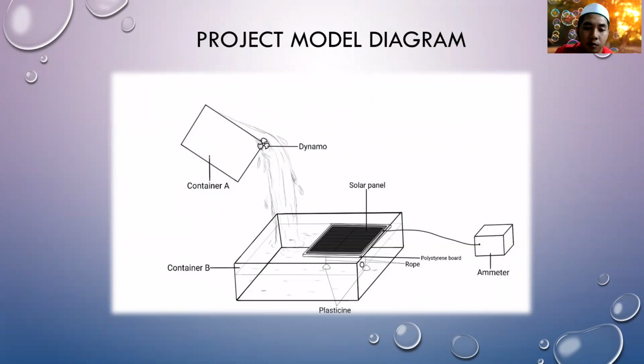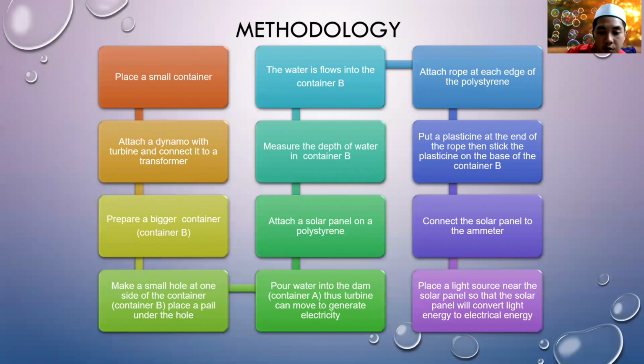Okay, now I'm going to talk about the project model diagram. First, we have to use container A, container B, dynamo, solar panel, plasticine, rope, polystyrene board, and ammeter. For the methodology, first of all, we place a small container, which is container A, at a high level as a dam, attach a dynamo with a turbine at the edge of the dam, and connect it to a transformer. Next, prepare a bigger container, which is container B, which is transparent, as the body of the model.